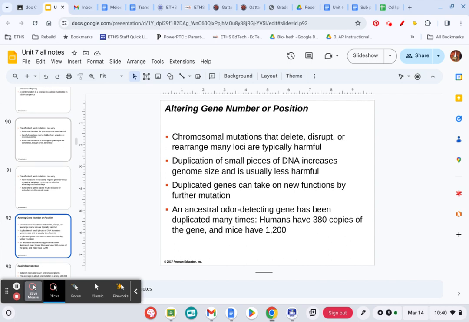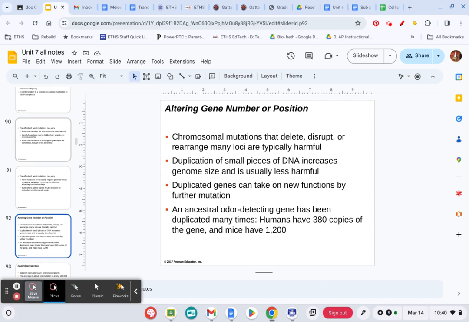Altering the chromosomes tends to be more important, more detrimental. So if you delete a chromosomal region, that can be an issue. If you lose a chunk of DNA, lose a chunk of a chromosome, that tends to be harmful. However, if you duplicate a chunk of DNA, which sometimes happens, that tends to be less harmful.